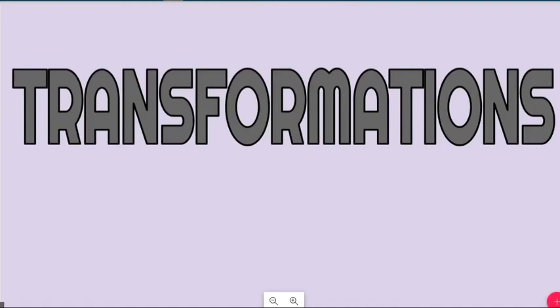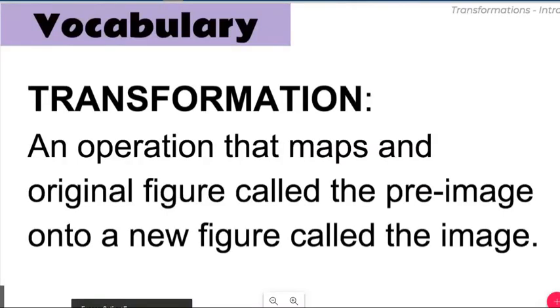We are going to start looking at something called transformations. So transformation refers to any change in a figure. Specifically, it's an operation that maps an original figure, called the pre-image, onto a new figure called the image.